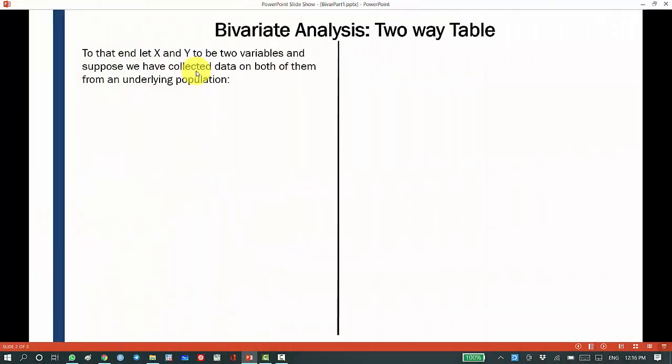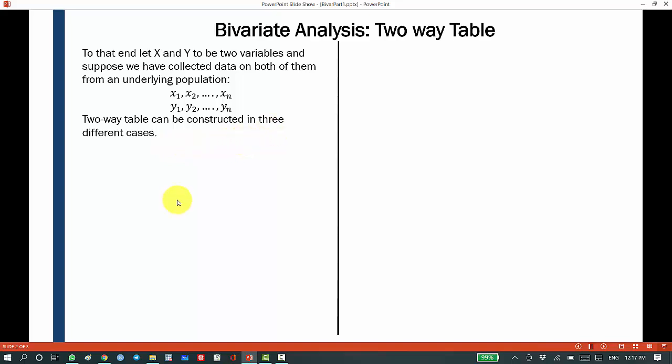To that end, consider two statistical variables x and y, and suppose we have collected data on both of these variables from an underlying population, and we have listed data on x as x1, x2 up to xn, and on y as y1, y2 up to yn. Then a two-way table can be constructed in three different cases.